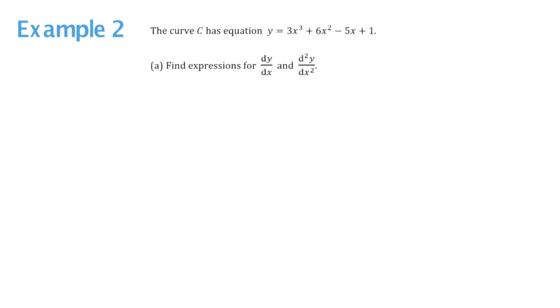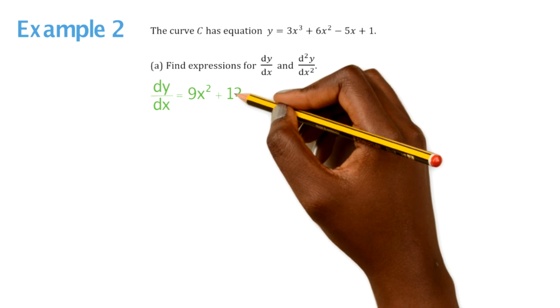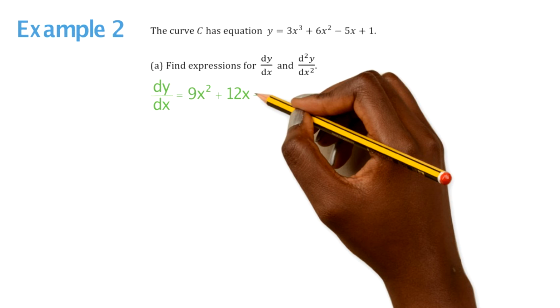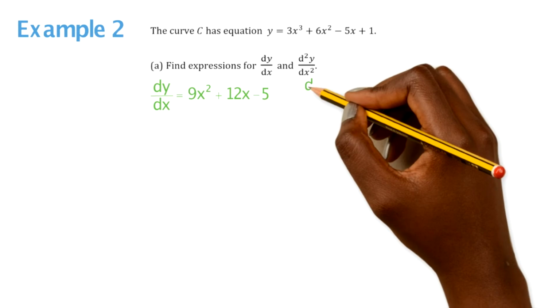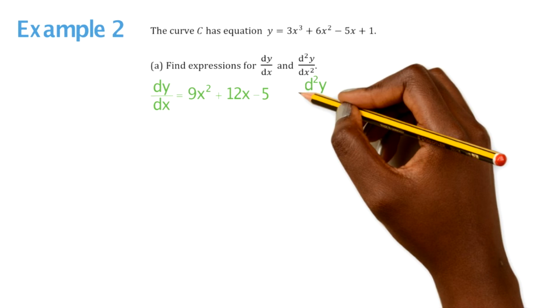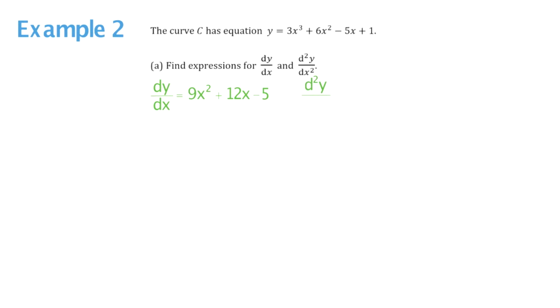So we're going to go into example 2. This example question just wants us to work out the dy by dx and the d2y by dx squared. So the dy by dx, if we were to differentiate using our knowledge of basic differentiation, I'll put the link in above, would leave you with an answer of 9x squared plus 12x minus 5. The link above is to refresh your memory on basic differentiation. d2y over dx squared is just differentiating the dy by dx, which would leave you with an answer of 18x plus 12. So that's it for that.